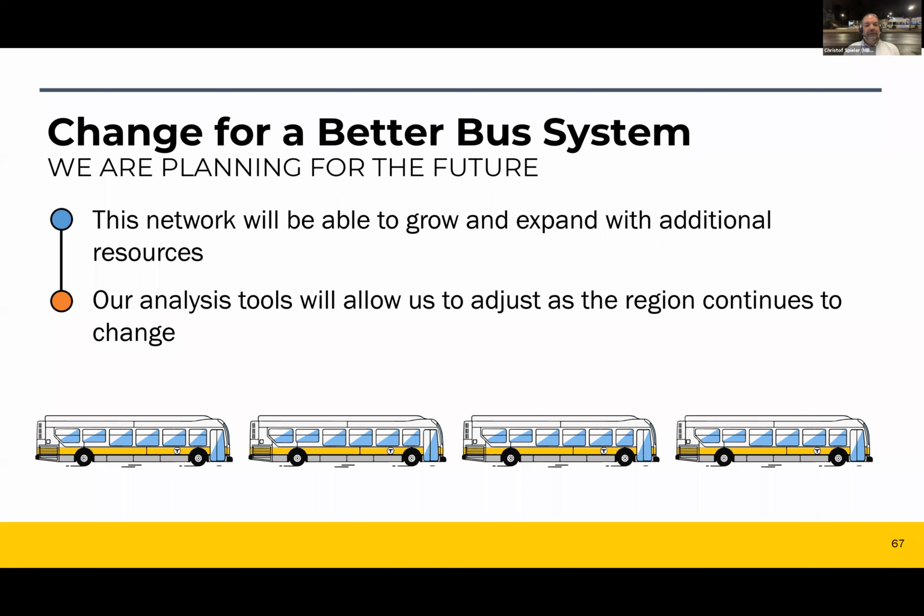And we're designing a network that is designed to grow and expand with additional resources. We know we have limitations on how much service we can run today, but if we invest more resources in the system, we can reduce those limitations and run a bigger bus network in the future. We are trying to design a system that can expand and grow into the future. And we are also creating analysis tools that will allow the system to continue to adjust and allow us, as new development happens, as trip patterns change, to decide where to put more service. Next slide.